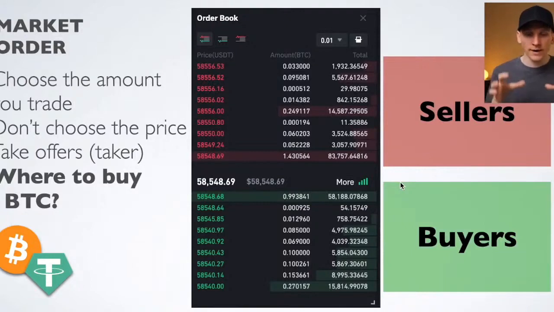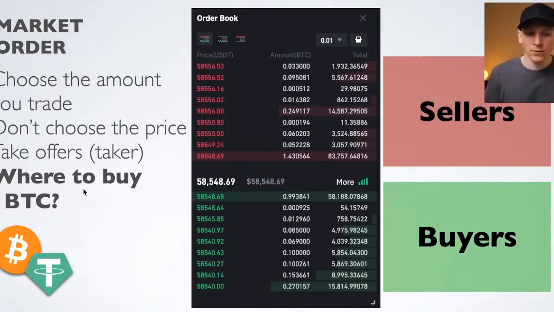Let's get on to a market order then. What is a market order? If you want to buy some Bitcoin, then we can go ahead and place a market order. A market order is when you choose the amount that you trade, the amount of Bitcoin that you want to buy, but you do not choose the price that you pay. You have no say whatsoever in how much you are paying.